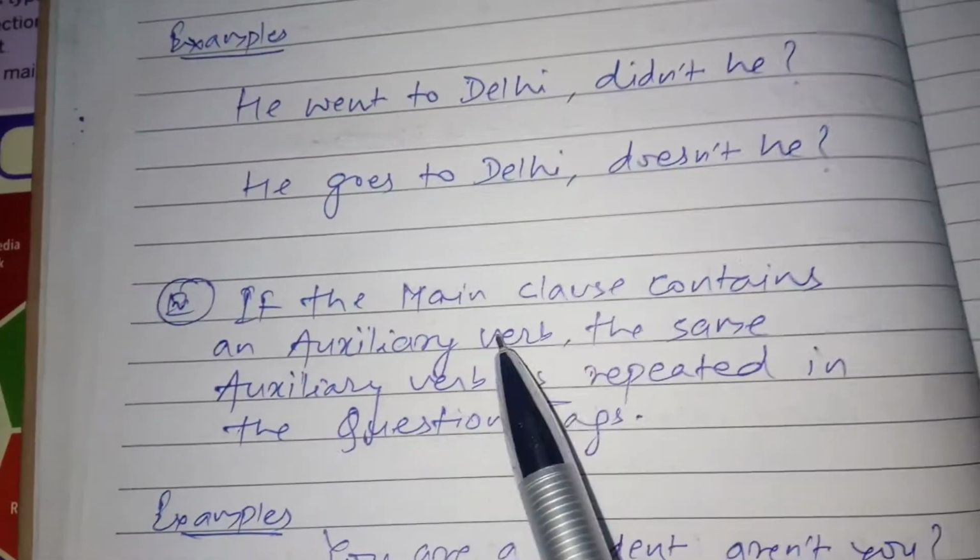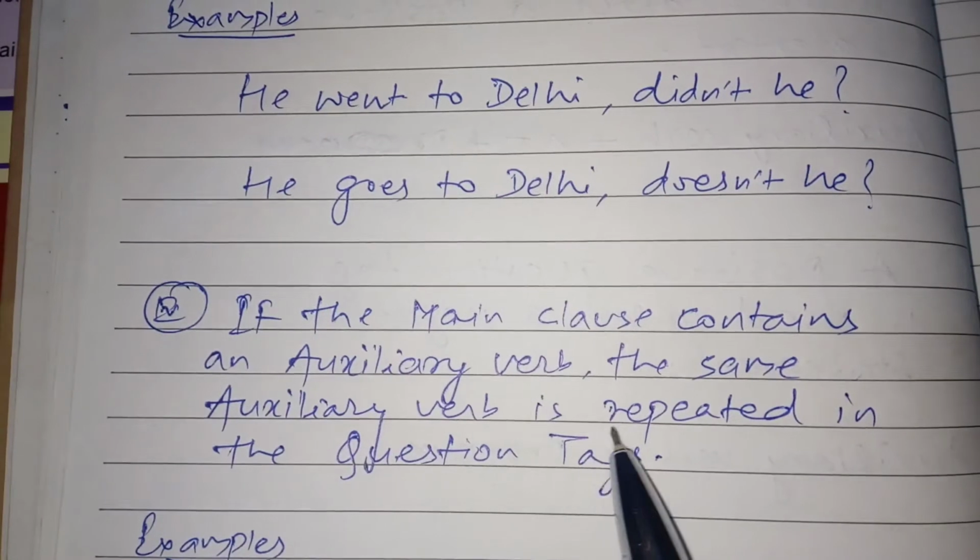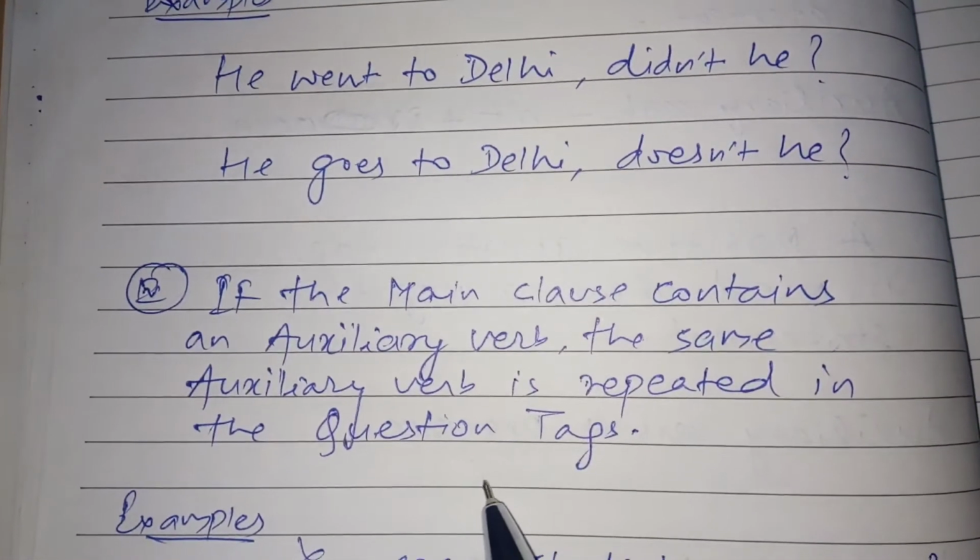Next, rule number 4. If the main clause contains an auxiliary verb, the same auxiliary verb is repeated in the question tags.